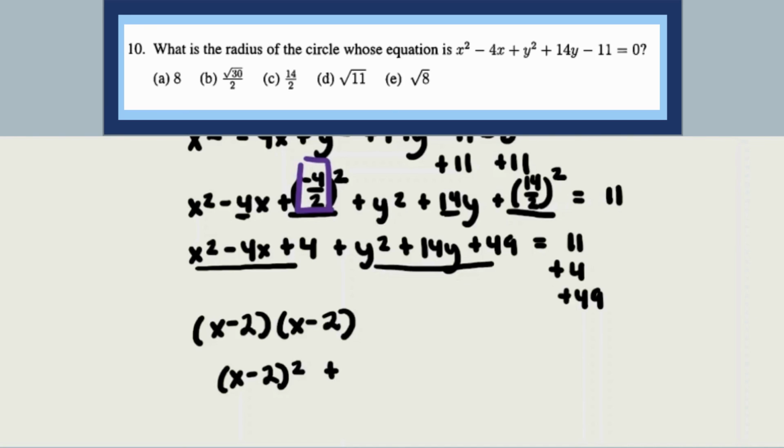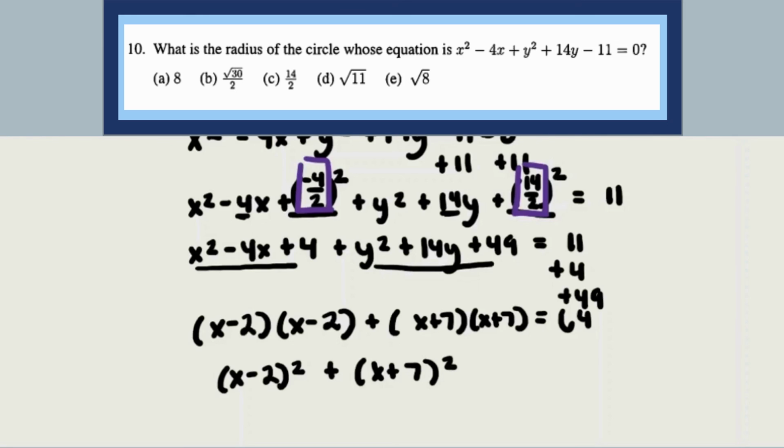And then plus, for our y, remember we found the inside to be 14 over 2. 14 over 2 is 7, so it factors to y plus 7 times y plus 7. Over here, 11 plus 4 plus 49 is going to give you 64. And we can rewrite y plus 7 times y plus 7 as y plus 7 squared. And then we'll have that equal to 64.